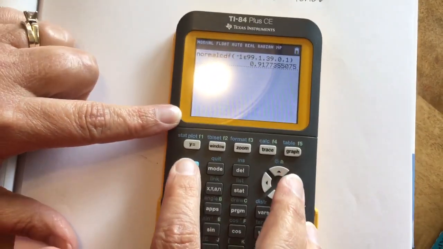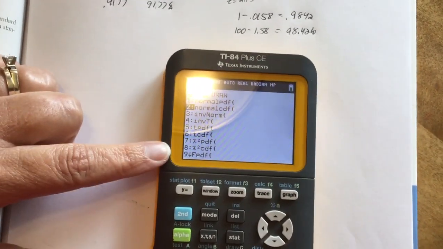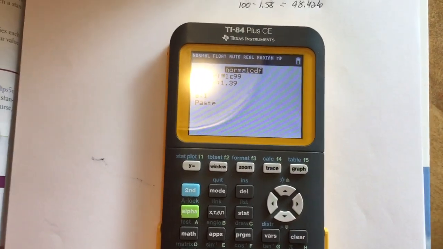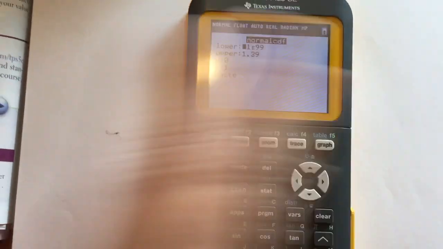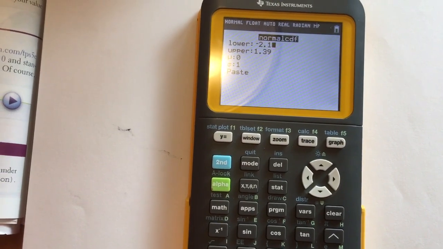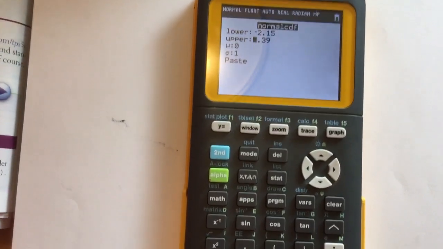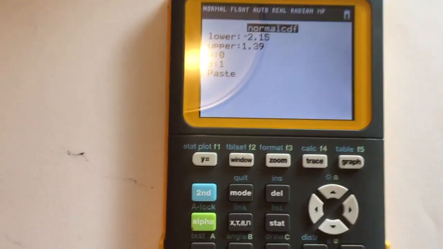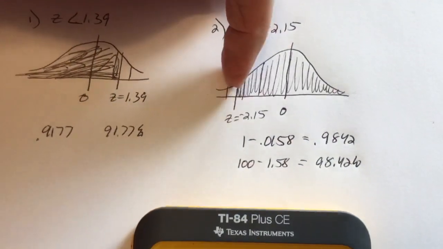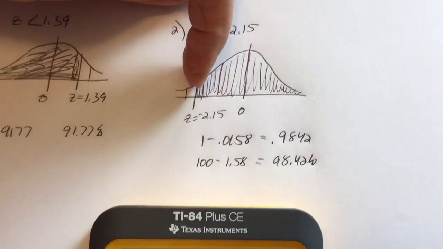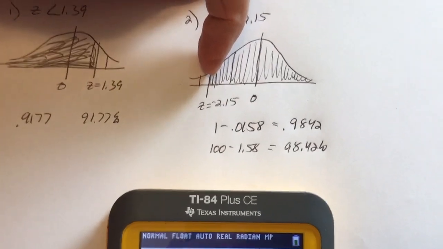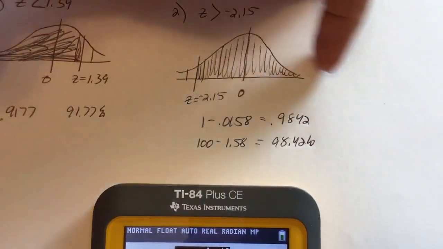Okay, so back to our second vars, normal CDF. Now, what's the smallest number on the left? It's not a huge negative number. It is negative 2.15. Okay, now this goes on forever. Come to my curve. So there's my negative number, negative 0.21. My smallest negative number, negative 2.15. But my largest, it goes on forever.